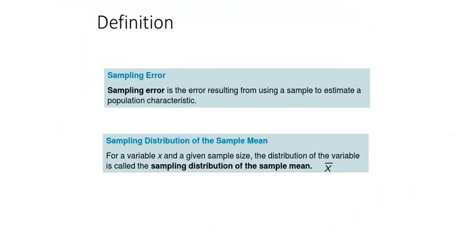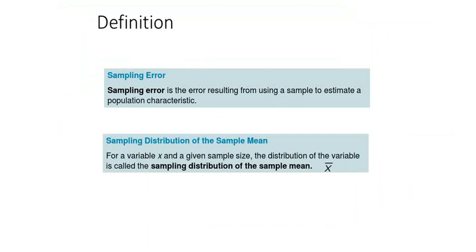A sampling error is the error that results from using a sample to estimate a population characteristic. If I were to use a sample of 100 heights of male students at New England Tech, and I were to compare that to the mean height of all males in the U.S. population, certainly I'm not going to get the same number. But I can use that sample of 100 students as an estimate.